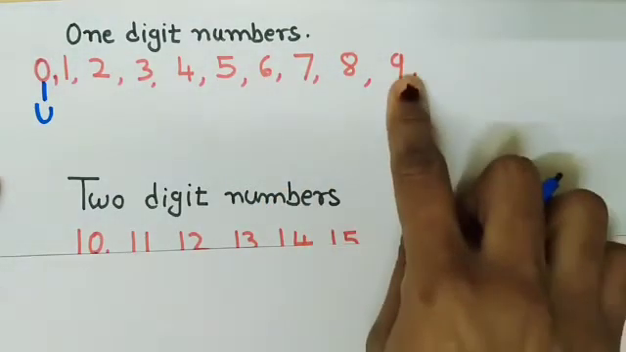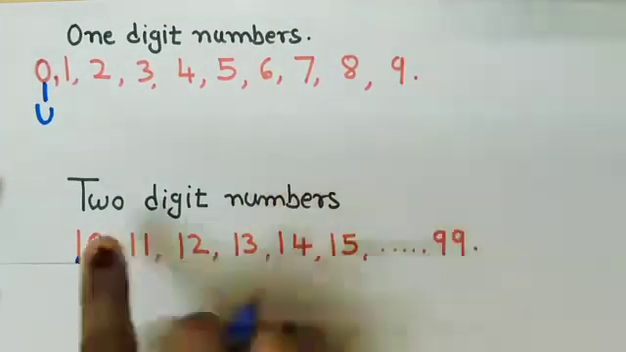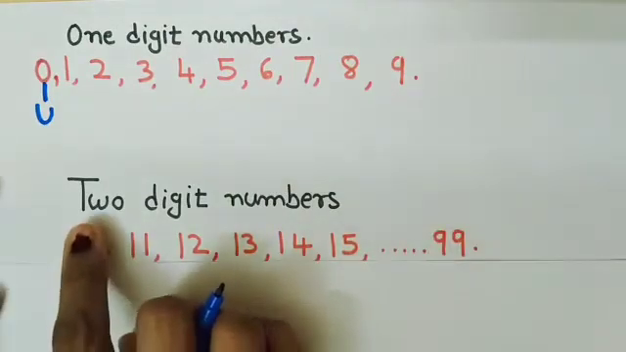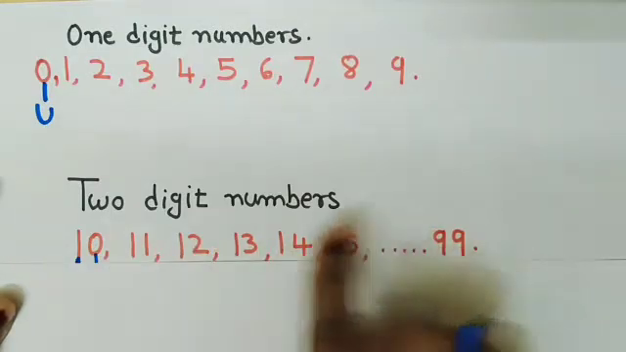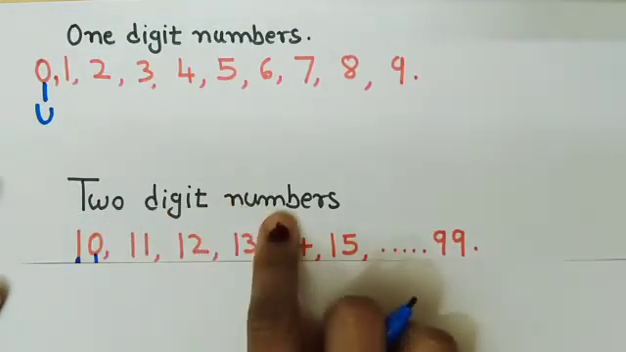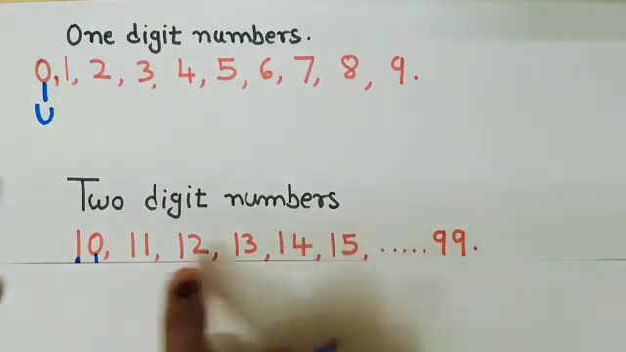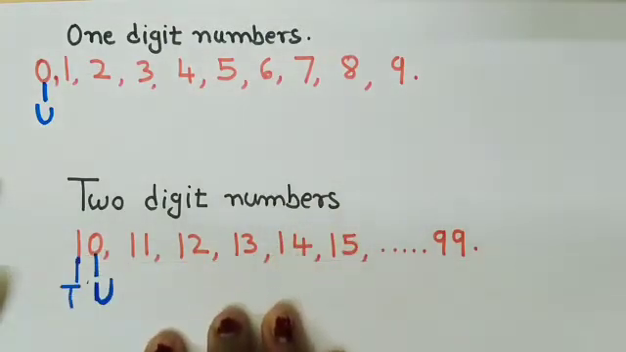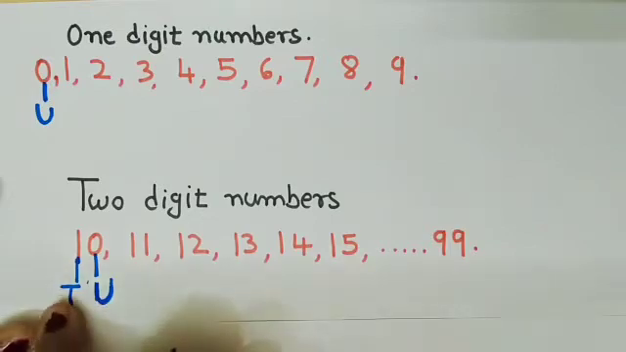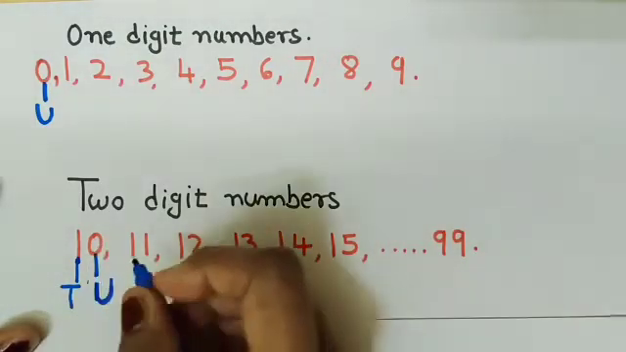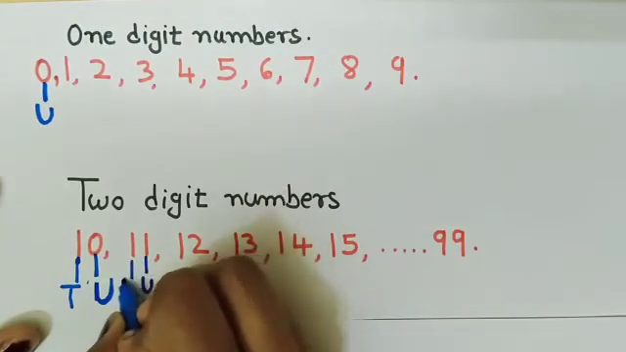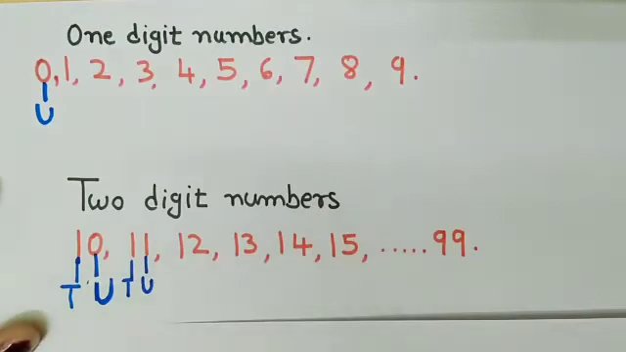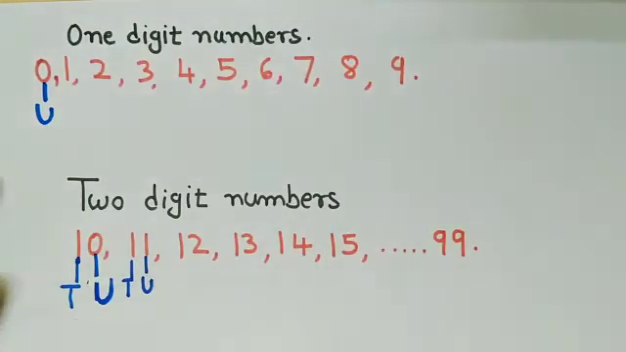And after 9, the number will be 10. From 10 till 99, all are 2-digit numbers. Why? Because they have 2 places, unit place and tens place. So we can call them 2-digit numbers.